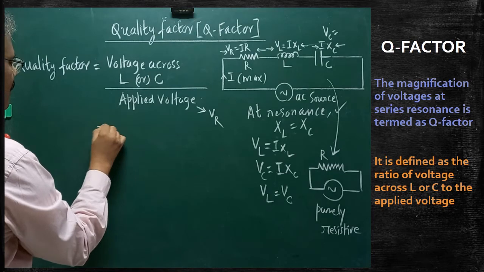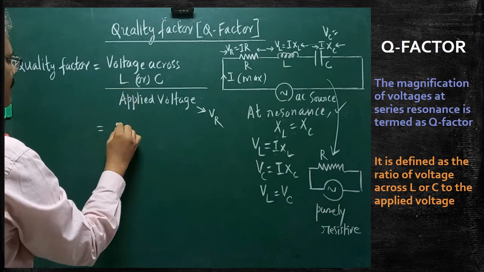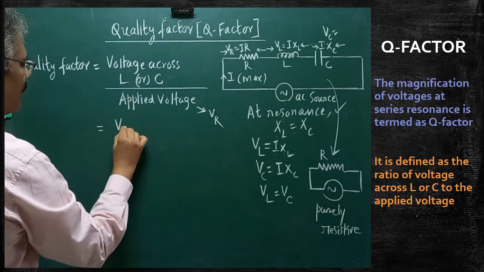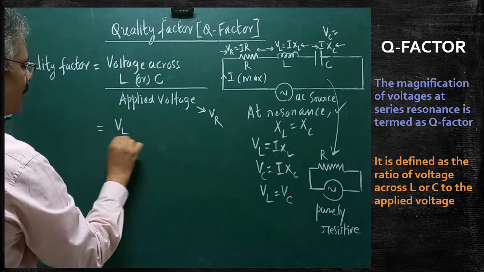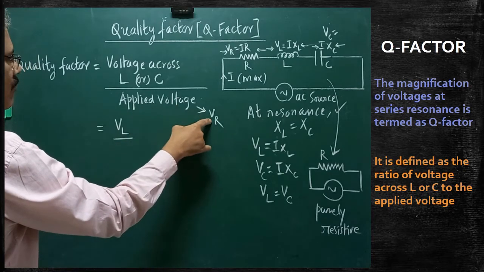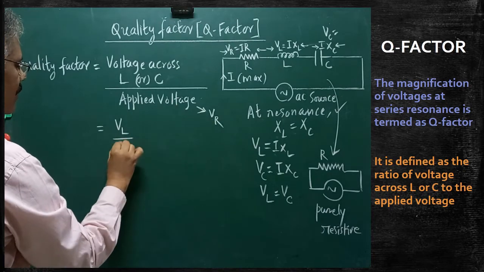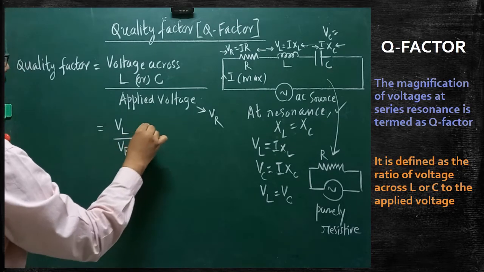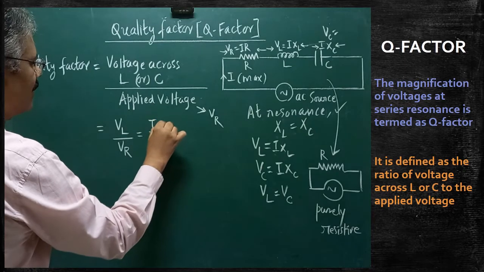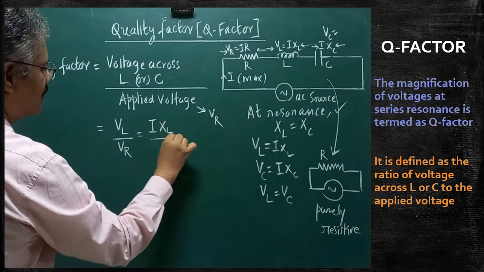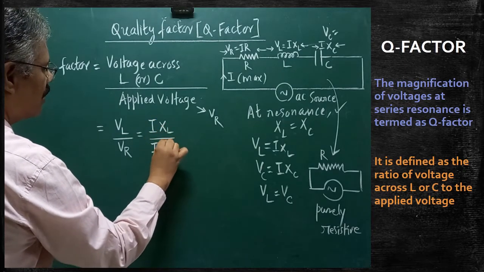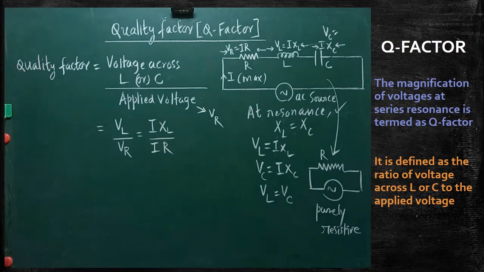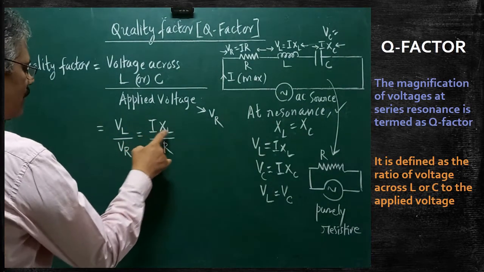Now we can write VL divided by the applied voltage, which will be equivalent to VR. So we can write the formula like this. After that, with the help of Ohm's law, we can write I into XL divided by I into R. In that format, the voltage across the inductor can be written as I into XL.